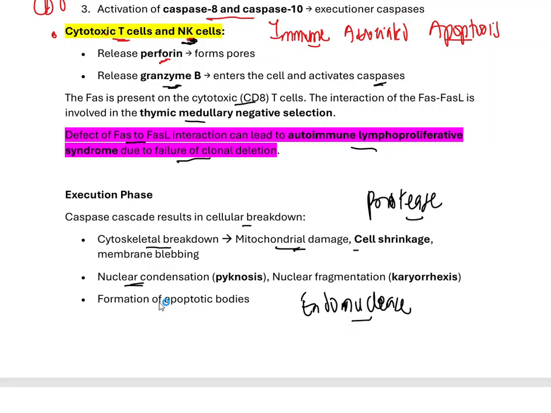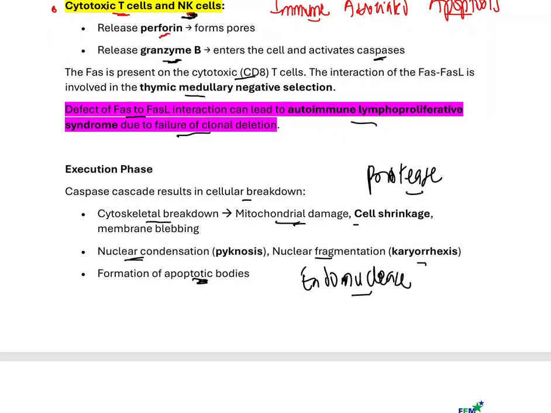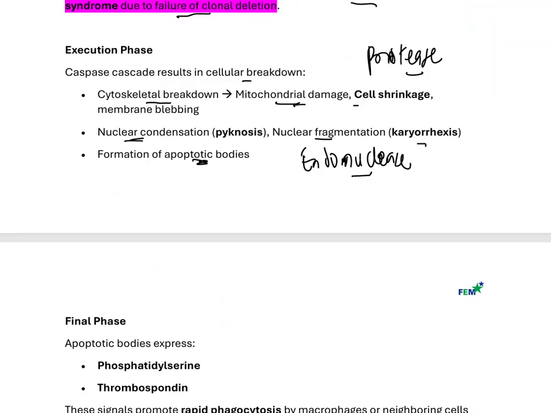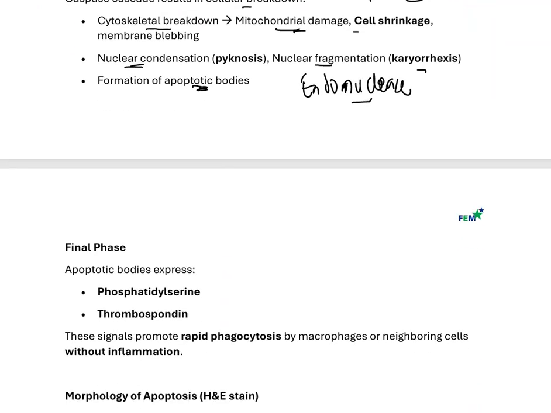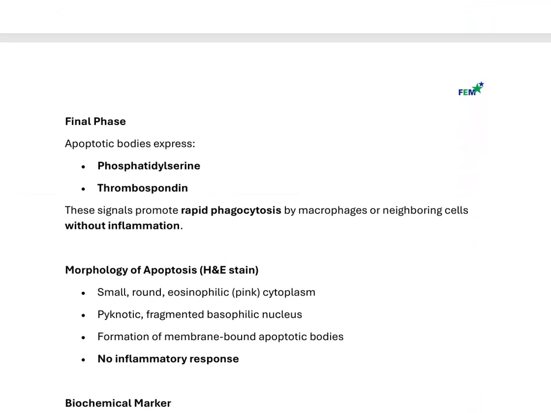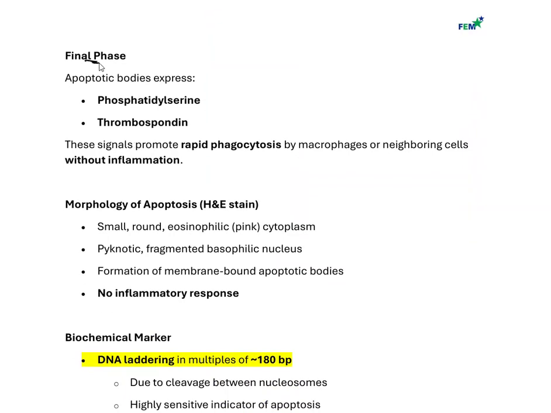nucleus, right? So that will lead to nuclear condensation, which is what we call pyknosis, and nuclear fragmentation, which is what we call what? Karyorrhexis. And at the end of the day, they go on to form what? Apoptotic body. So moving on to the final phase. So in the final phase, what's going to happen?